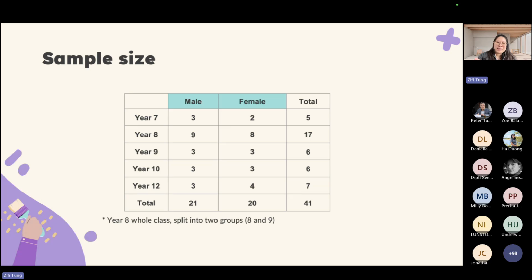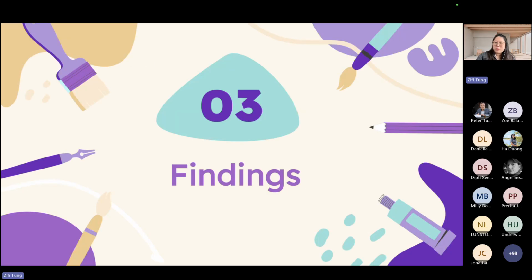So, oh yes, and the sample size. Each year I had year 7, 8, 9, 10, and 12. I wasn't able to have access to year 11 and 13s because it was exam period. Each year group had one group, and the gender split was pretty 50-50. So I had 41 participants in total. So these are my findings.